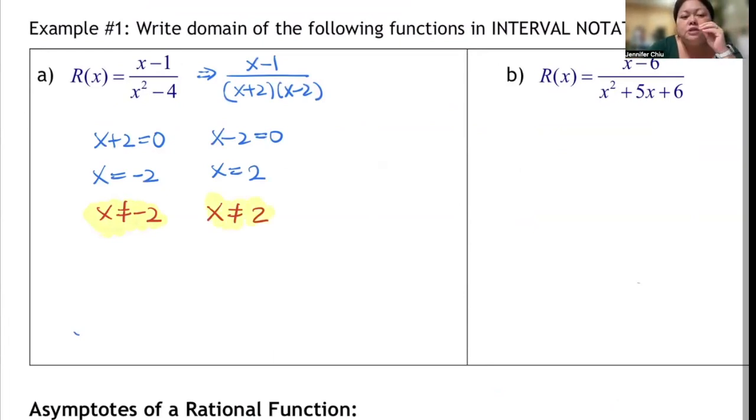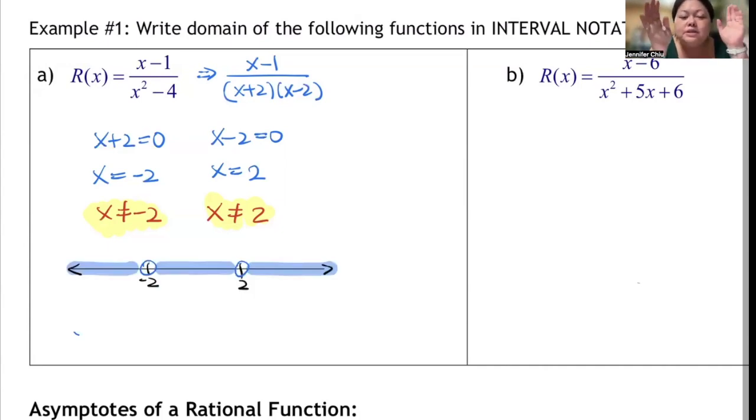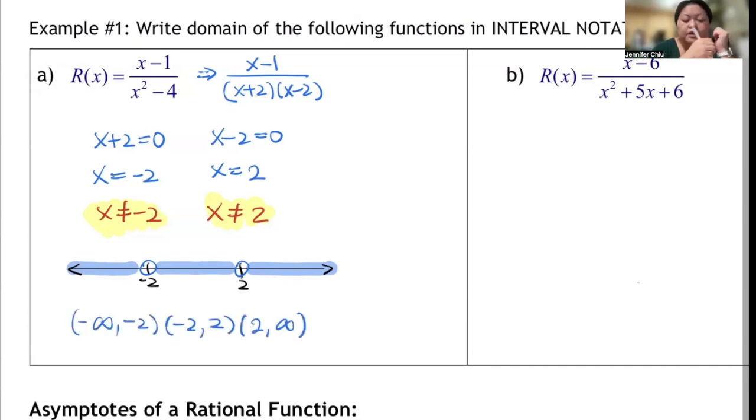Now, it's a little bit easier to look at this in terms of a number line, but gradually, if you don't need a number line to help you, you don't need to put the number line down. The number line is more like a training wheel for you, right? So if you put it on the number line, you can see it's everything else except those two dots. So for me, it's a lot easier to see the interval because I can see that my interval goes from negative infinity all the way to negative 2, pause, negative 2 to 2, pause, 2 to infinity, and therefore that is my interval notation of the domain of this function, okay?